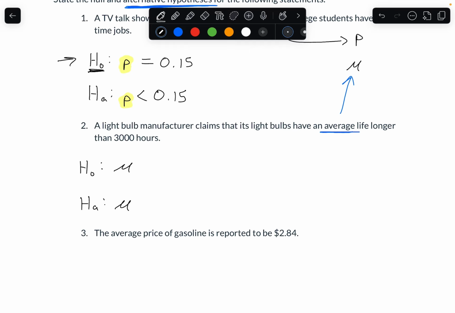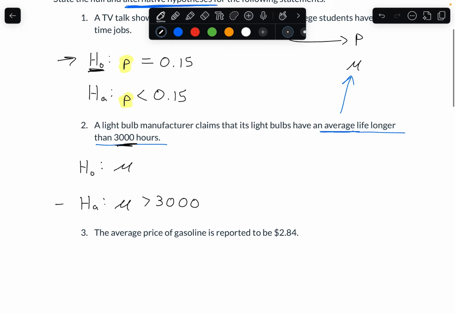So I'm once again going to start with my alternative hypothesis here. We've already said we're talking about an average, and I'm just going to look for some sort of claim that's being made. So this says average life longer than 3,000 hours. Longer than makes me think more than, or greater than whatever value they're talking about, which in this case is 3,000 hours. So I'm going to say that the population mean is greater than 3,000 hours.